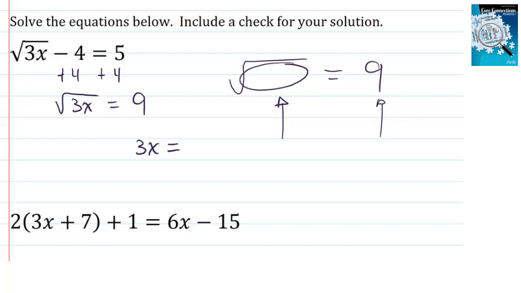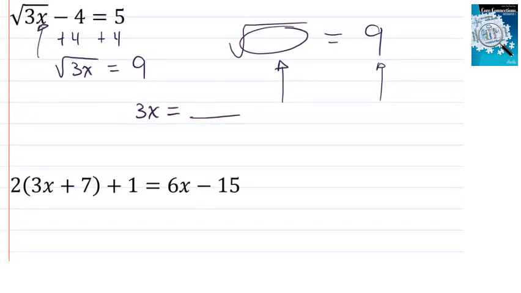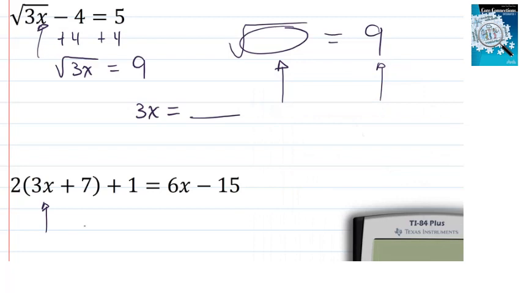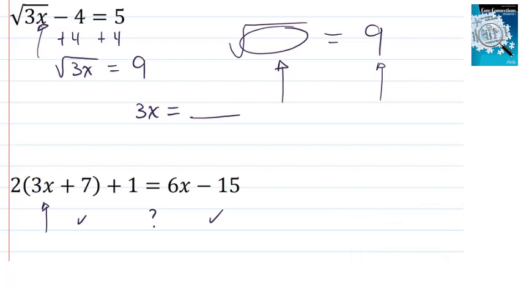By the way, once you get that value of x, please take it and plug it back in here and make sure it works. Same thing for the second one. Once you get the value of x, make sure you just grab your calculator and just go, 2 times, open parentheses, 3 times your x that you found, plus 7, close parentheses, plus 1. Write that number down, and then check that that value is the same on both sides. So that's the second one.